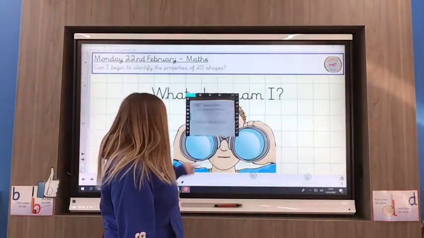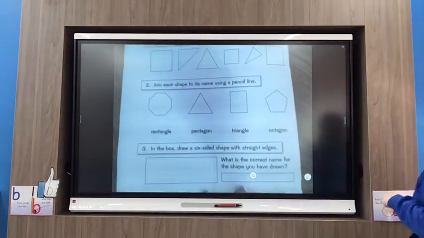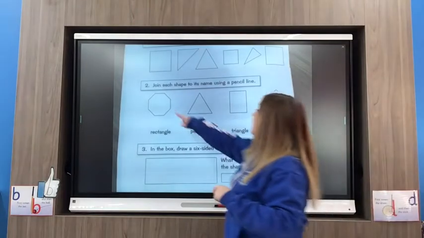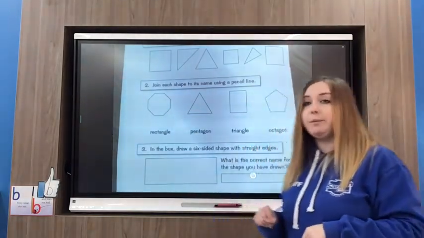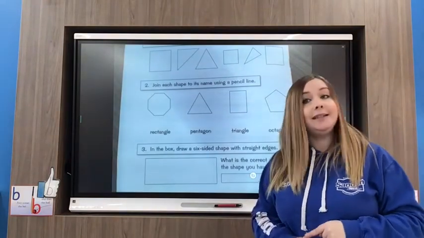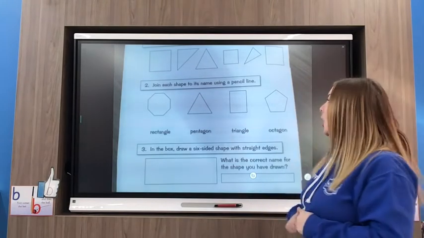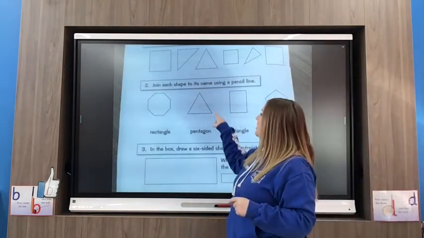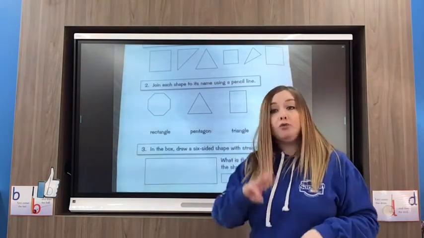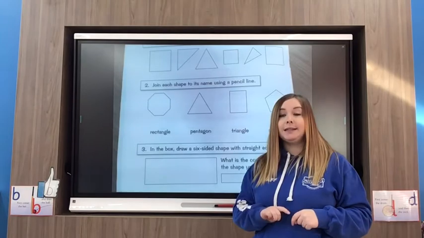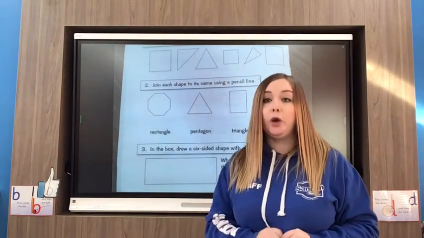Because we're going to use that to help us to complete question 2. And you'll see that we've got some 2D shapes that have been drawn for you. They've all got straight sides and you've got to match them to its name. So let's start with this one. So it's got 3 sides. What do we call a shape that's got 3 straight sides? You're going to match it from the picture to the correct word.